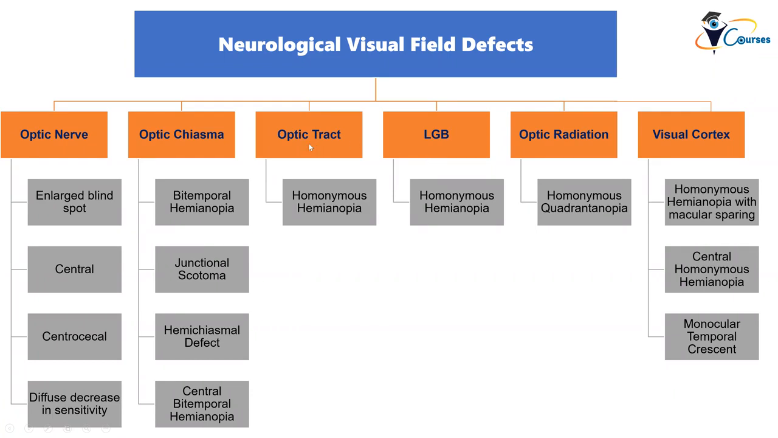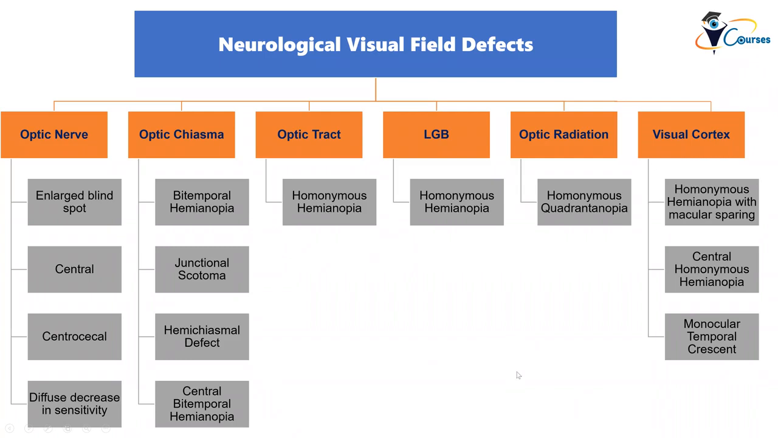As the fibers split beyond the lateral geniculate body, if the lesion involves the optic radiation, such as tumor, demyelination or infarction, it will cause contralateral homonymous quadrantanopia. A lesion in the visual cortex can cause different kinds of defects depending on the anatomical location. It can cause homonymous hemianopia with macular sparing, central homonymous hemianopia, or monocular temporal crescent.